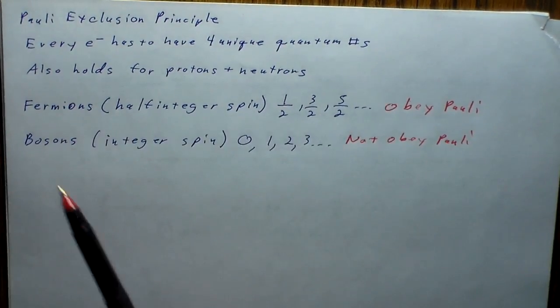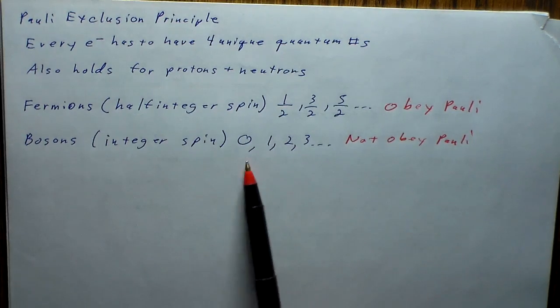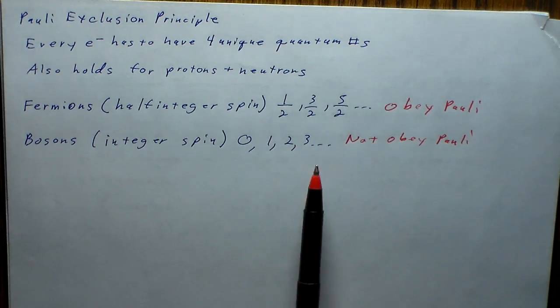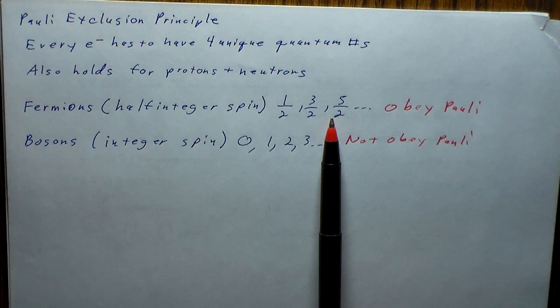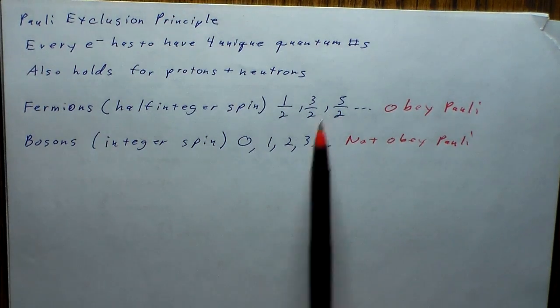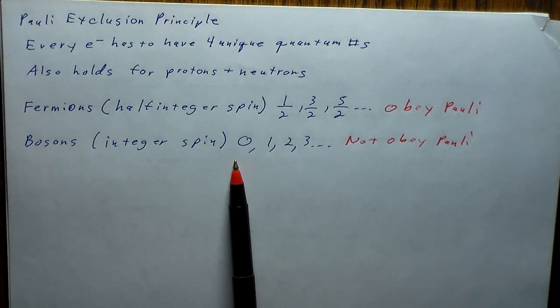So bosons have integer spin, and these do not obey Pauli. Now, the fermions are generally going to be matter particles, things like your electrons, your protons, your neutrons, and all that. Your bosons are generally going to be force carriers or force particles.